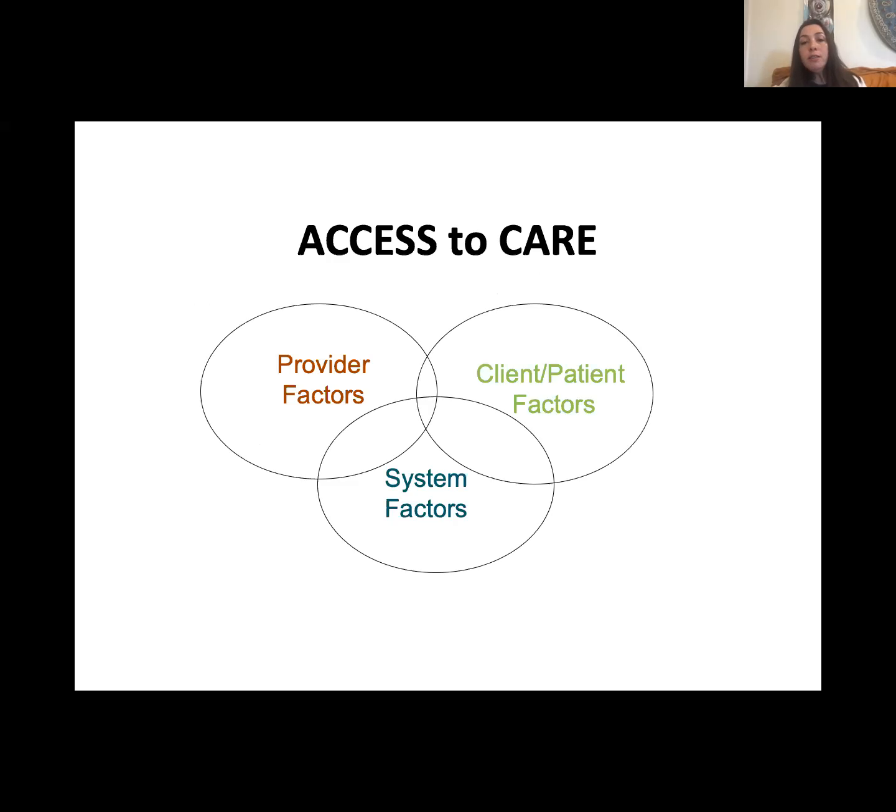In our case, we knew that access to care, from the way that the group worked on it, has different elements to it: provider factors, client patient factors, and system factors. And we were committed, through this program, to actually tackle all 3 aspects of access to care problems. Next slide, please.